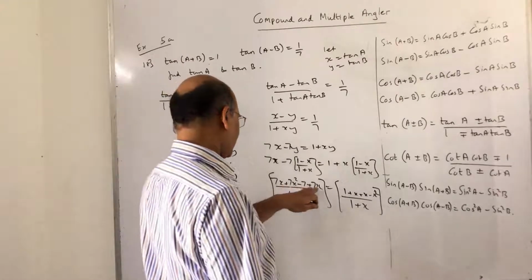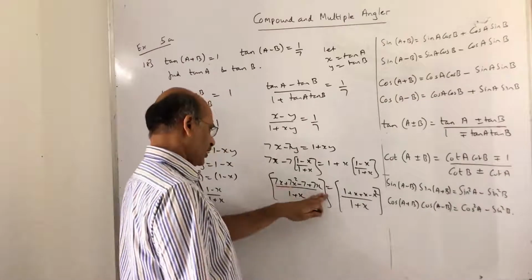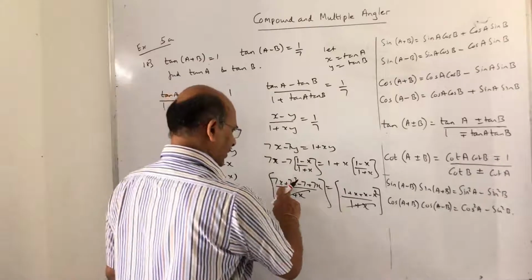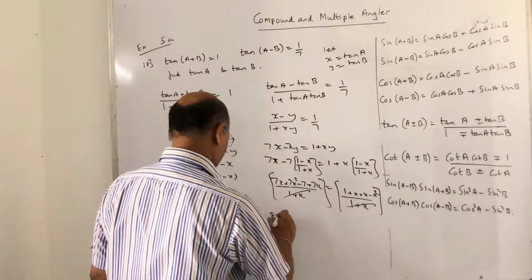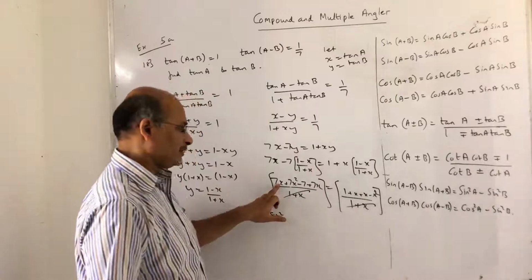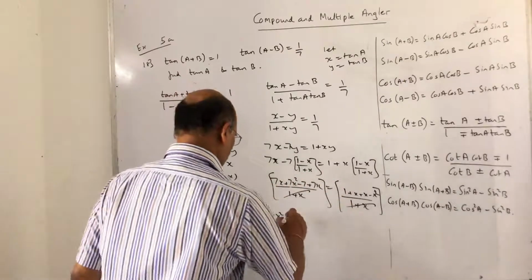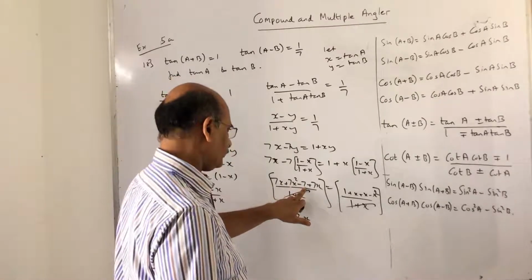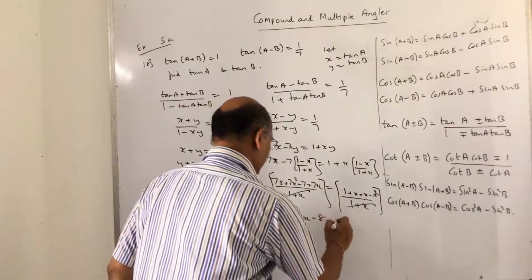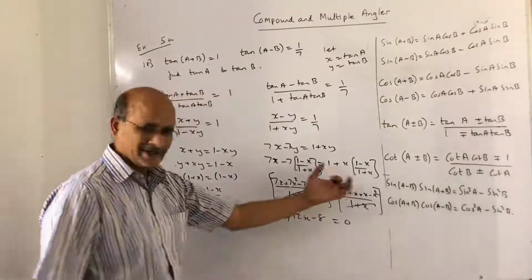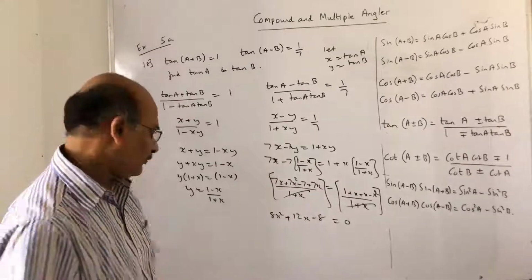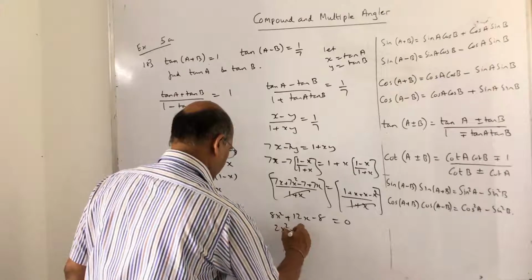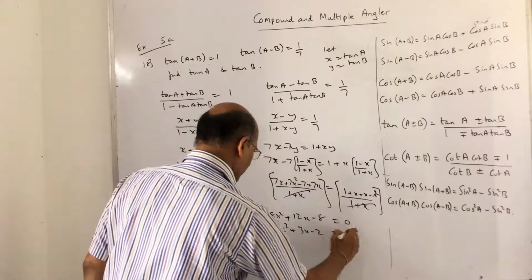So 7x square plus 7x plus 7x, 14x. So the 1 plus x gets cancelled. Let's see what happens. 7x square, 8x square. Then 7x plus 7x is 14x, 14x minus 2x is 12x, and minus 7 minus 1 is minus 8, equal to 0. If I simplify this, this will become 2x square plus 3x minus 2 is equal to 0.